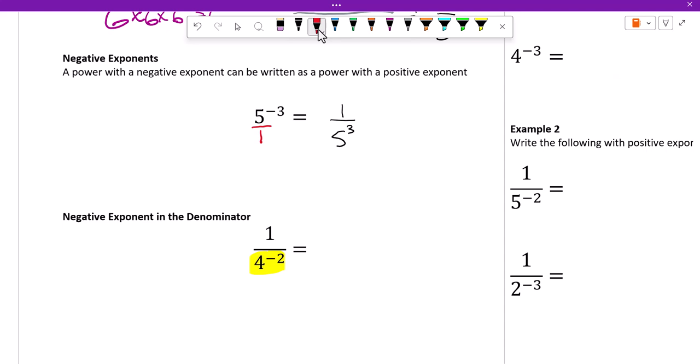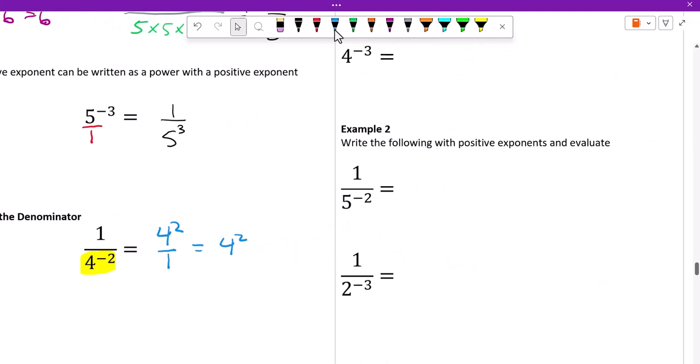So to make this a positive exponent, we just go 4 squared over 1. Or just, since you don't need the 1, just 4 squared. Just flipping it to the other side. That's what the negative exponent means. Hey, we're on the wrong side of the fraction. Just flip it to the other side of the fraction. It'll be positive. Okay?